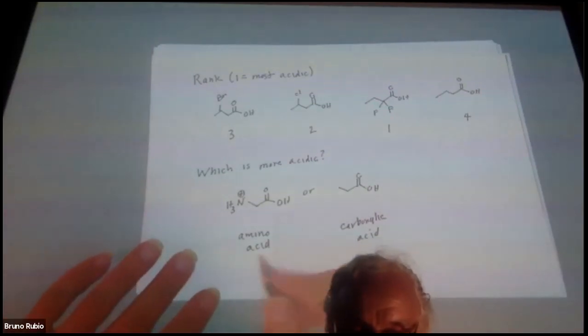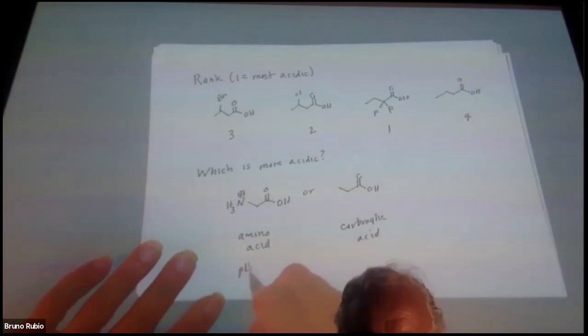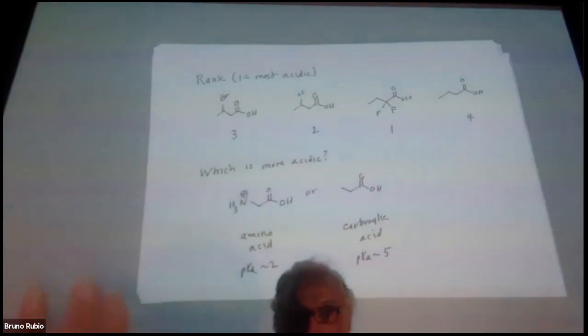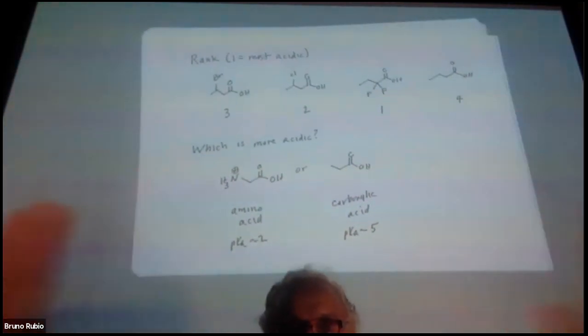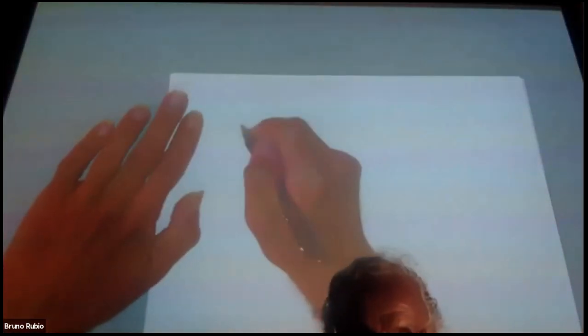So the pKa of an amino acid is about 2, whereas the pKa of a carboxylic acid is about 5. So the amino acids, the building blocks of proteins, are more acidic than regular carboxylic acids because of the presence of that electron withdrawing ammonium. All right, so maybe let's try another ranking problem, and then we're going to switch to something else.